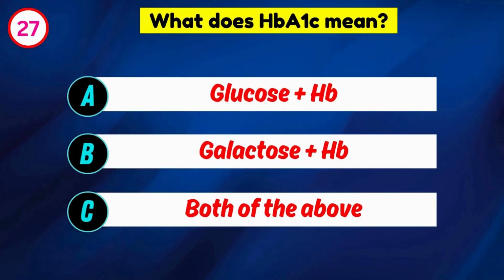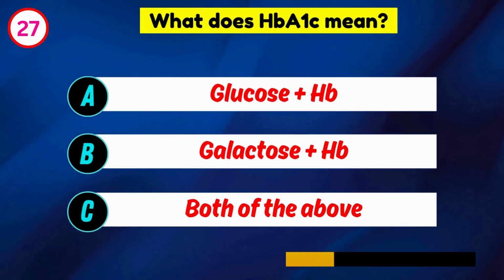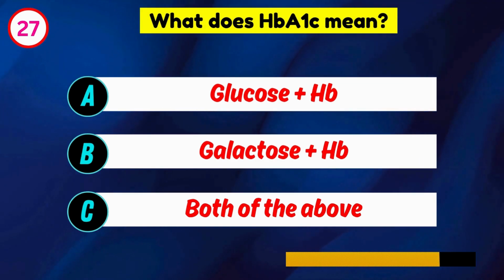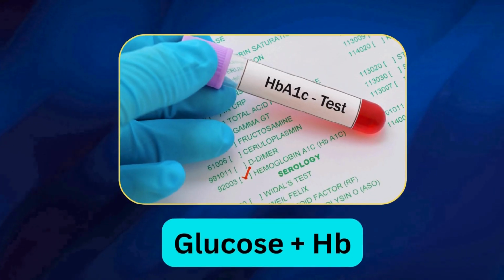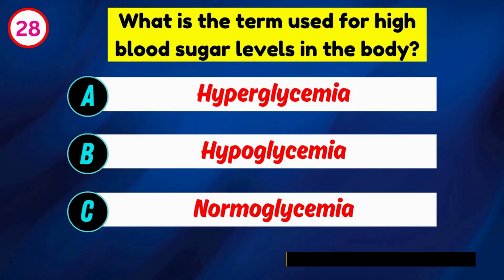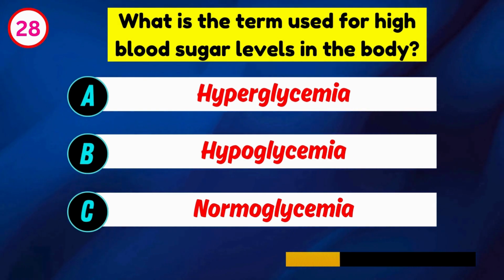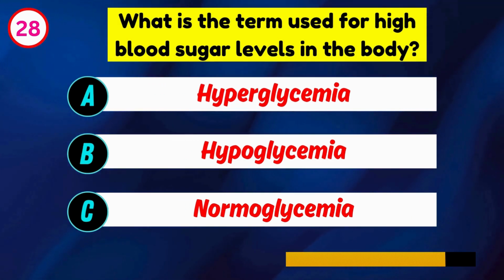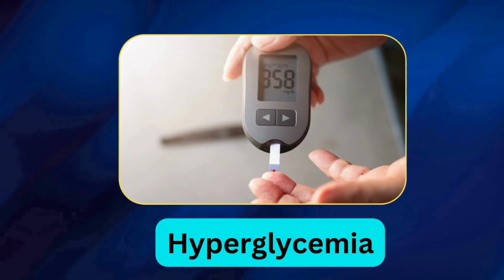What does HbA1c mean? Glucose plus Hb, galactose plus Hb, both of the above. Glucose plus Hb. What is the term used for high blood sugar levels in the body? Hyperglycemia, hypoglycemia, normoglycemia. Hyperglycemia.